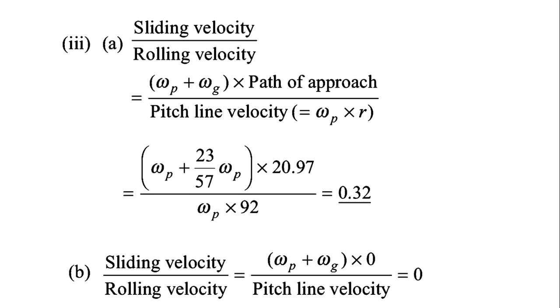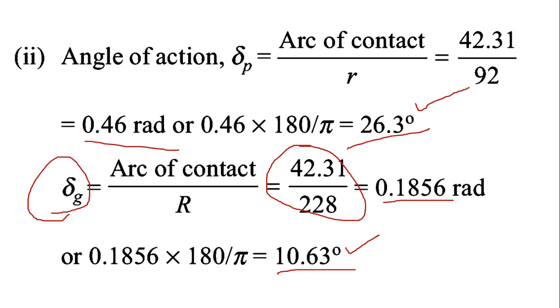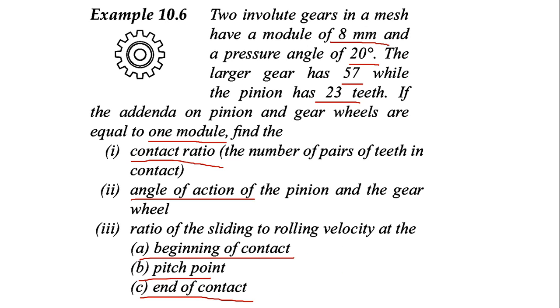Okay, next third part. What is asked here in the question? The new thing, sliding velocity by rolling velocity, is asked in the question, and there are three cases for this. So be careful here. They have asked for the beginning of contact, then the pitch point, and then the end of contact. So three different cases are there.